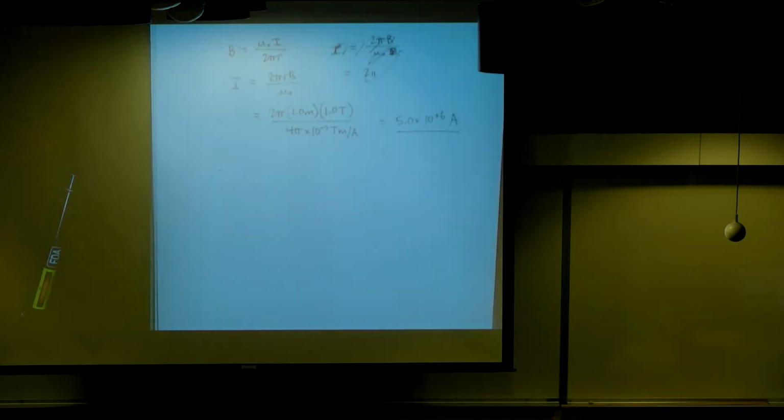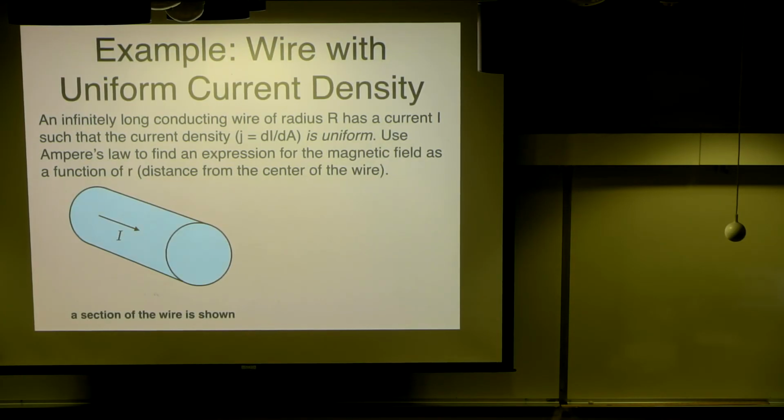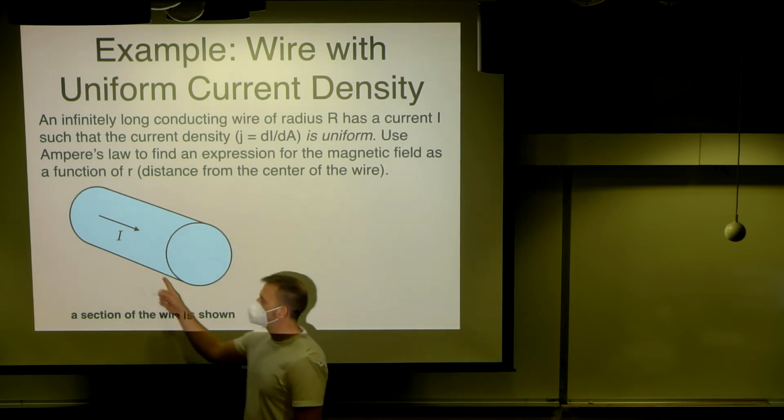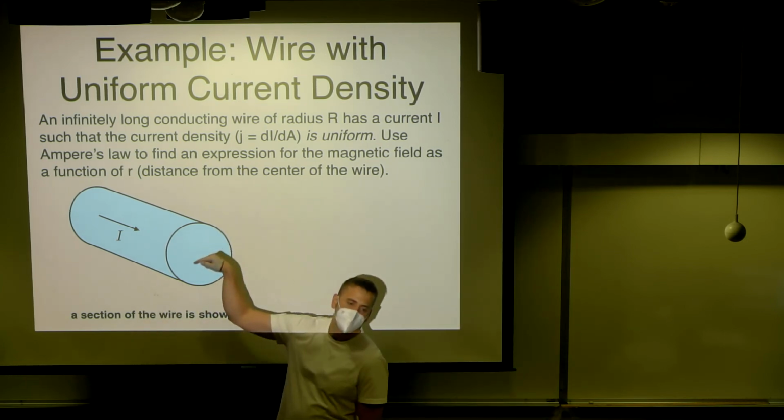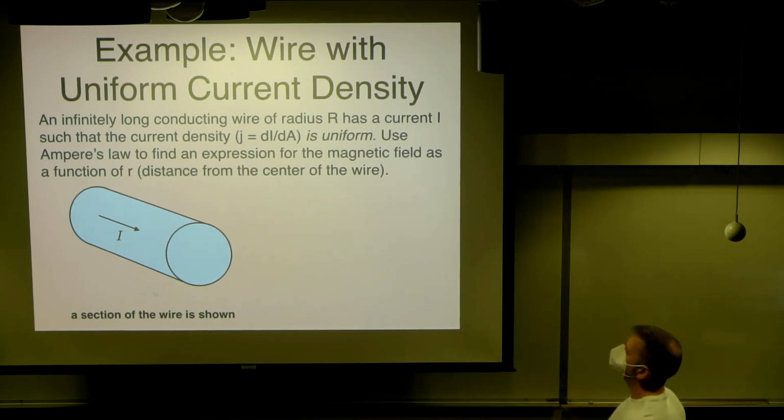So I'll show you an example here. This one is a bit different from the first one we did with just a thin straight wire. Here, we're going to imagine a wire that has some kind of thickness to it. And we not only want to understand what the field outside of the wire is, but also what's going on inside of the wire. Okay? So here we have an infinitely long conducting wire of radius capital R. So capital R is the radius of the wire itself.